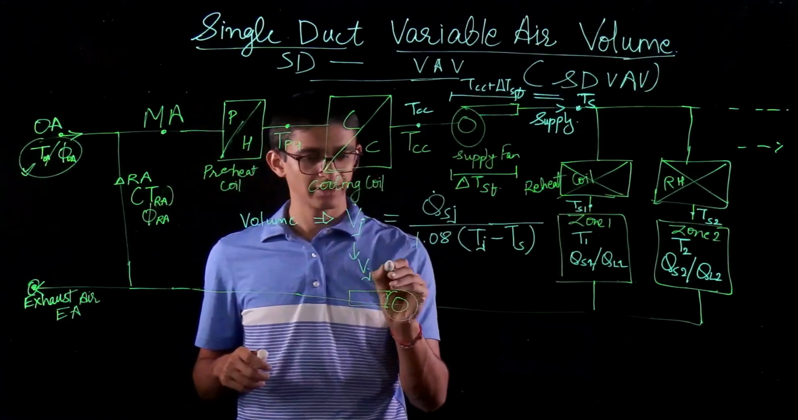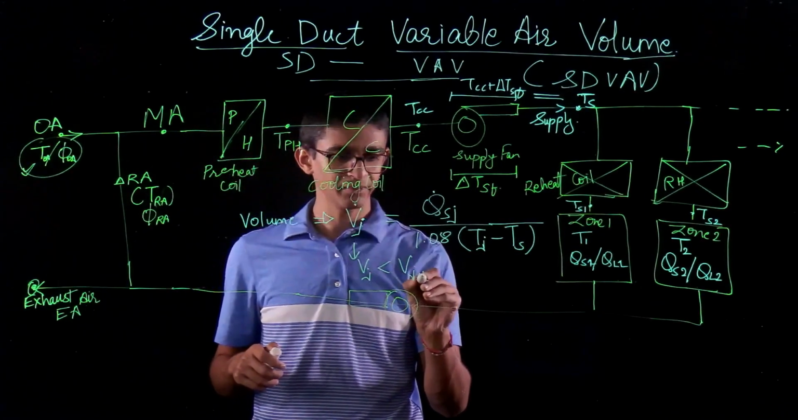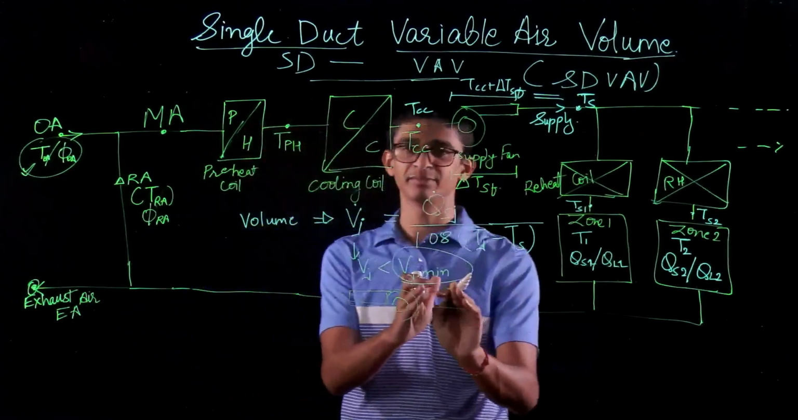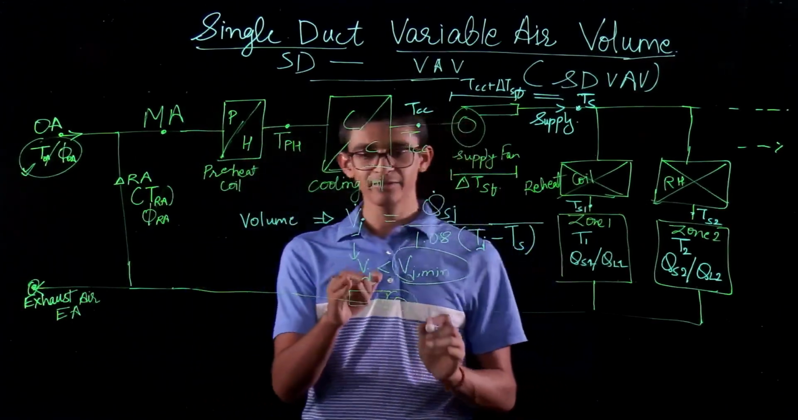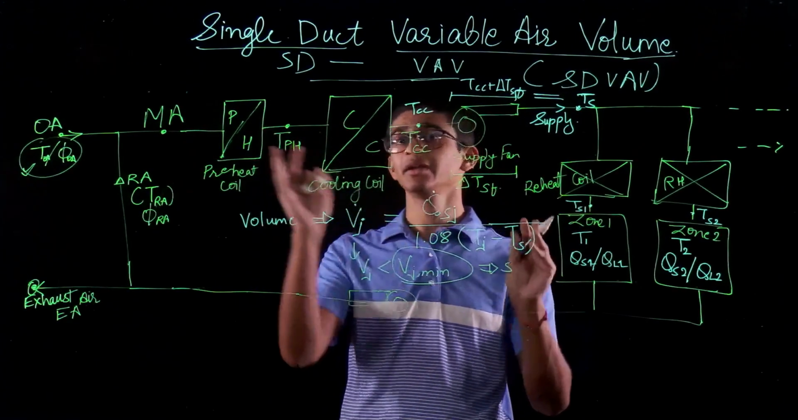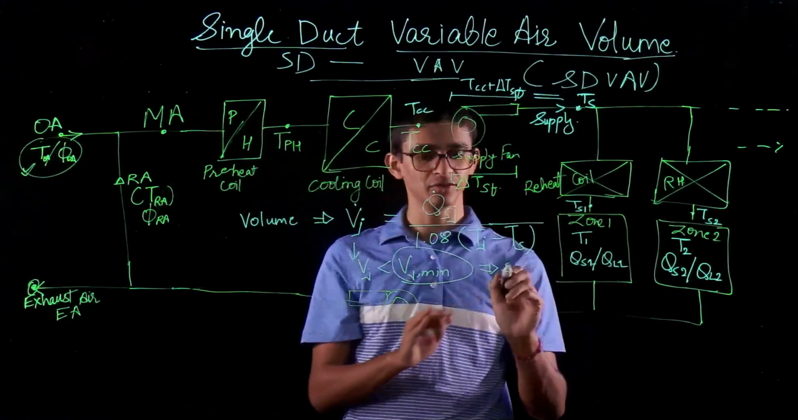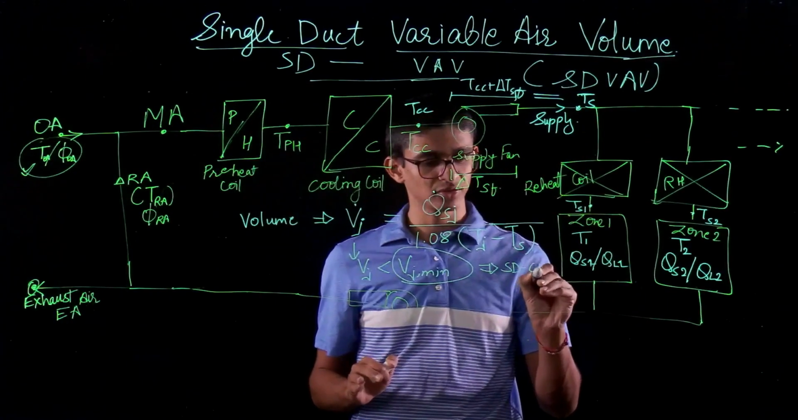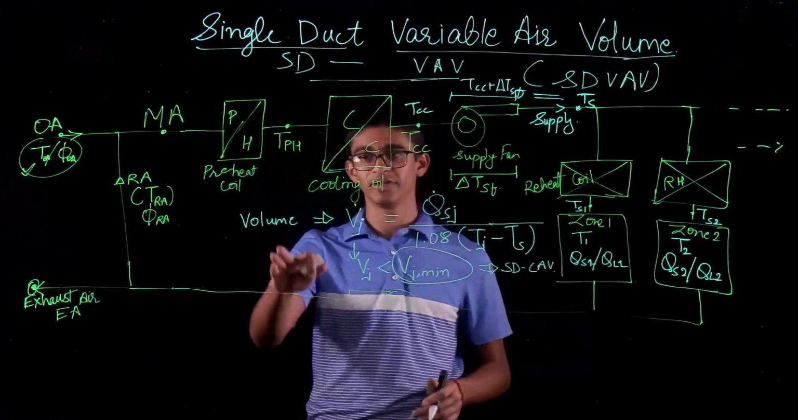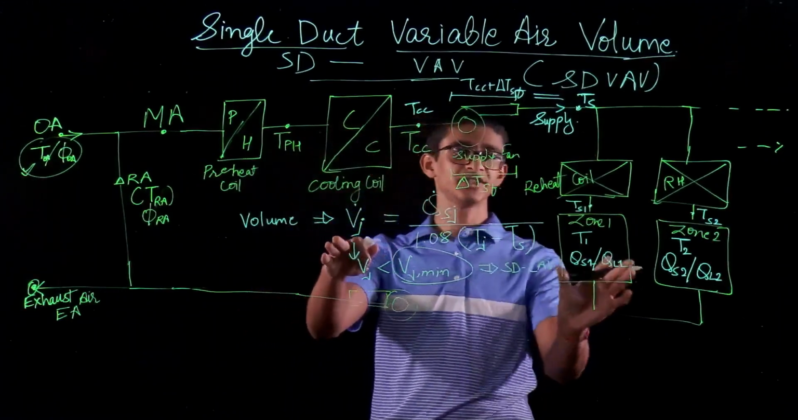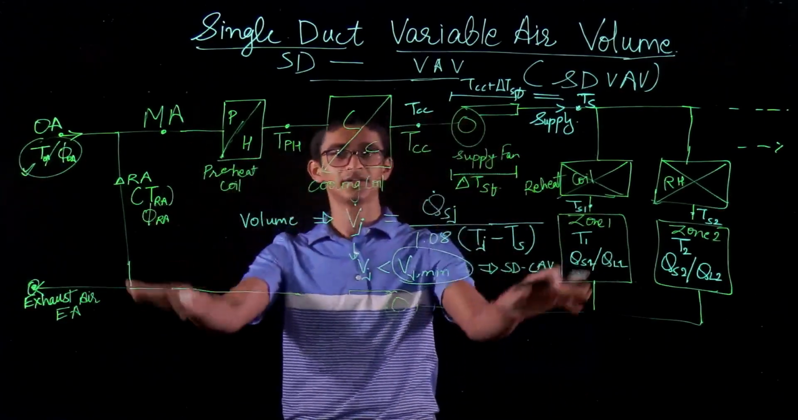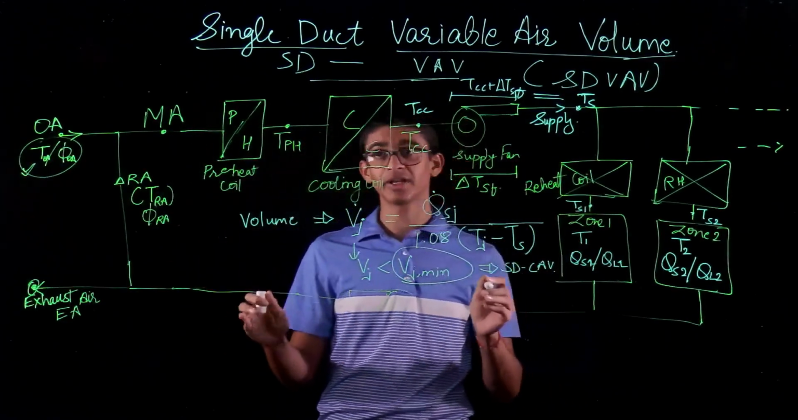In that case, if the volume for this zone is less than the minimum set value, which must be a given value to you, then I'll make this specific zone work as a constant air volume system. Otherwise it will flow as a variable air volume system. So for this zone, we have calculated the value of Vj.